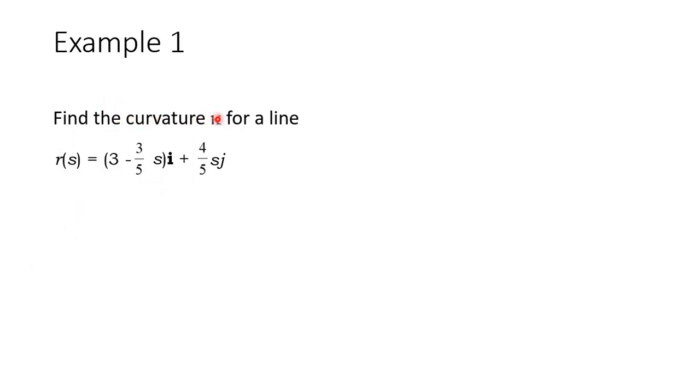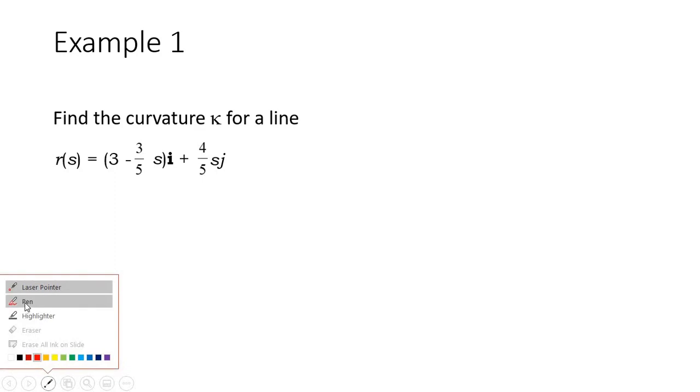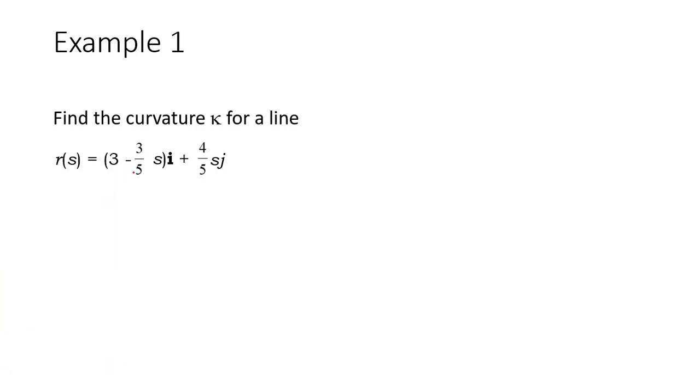Example 1. Find the curvature kappa for a straight line r in the arc length parameter s, equal to 3 minus 3 over 5 s in the i component plus 4 over 5 s in the j component. This is a straight line function. If we let the i component equal x, then x equals 3 minus 3 over 5 s, and if we let the j component equal y, then y equals 4 over 5 s. So this is the parametric equation for a straight line.